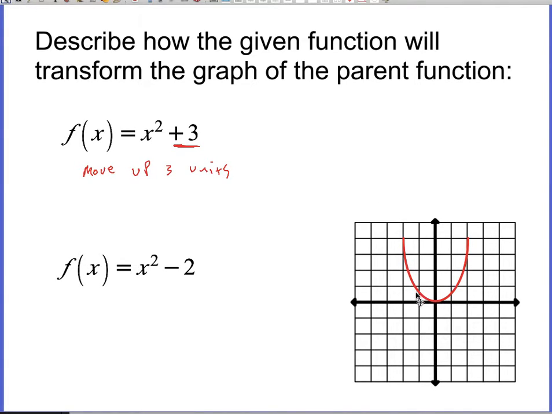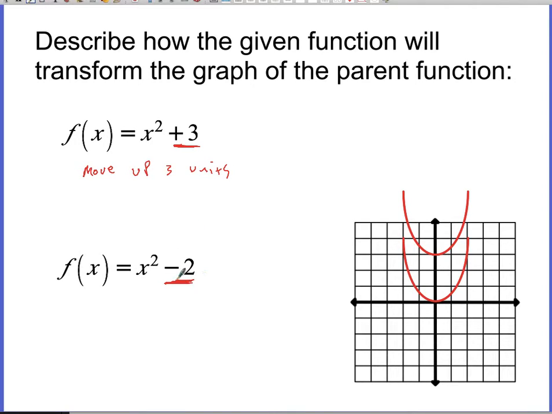And so we can see that by just taking the parent function and it would move it up 1, 2, 3 units. That's all it would do. So it would look like that. It didn't change the shape, didn't change the orientation on the screen, just changed its location. All right.